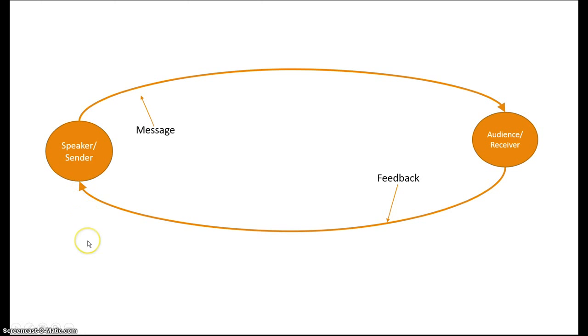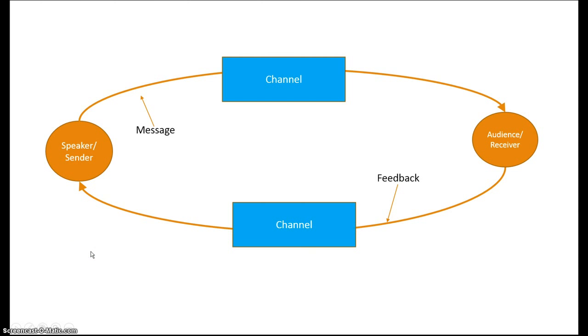Now, all of this communication has to take place over a channel. The channel might be spoken words or gestures. It could be eye contact. If two people were communicating from afar, the channel might be an email or text message. Sometimes we are using multiple channels at the same time. When giving a speech, we are usually doing both verbal and nonverbal communication.